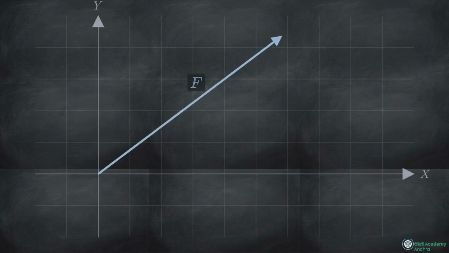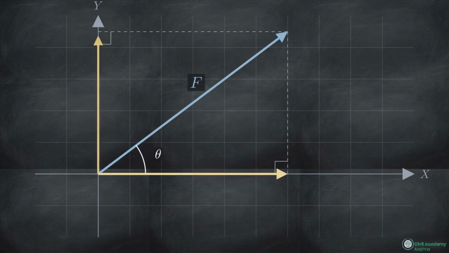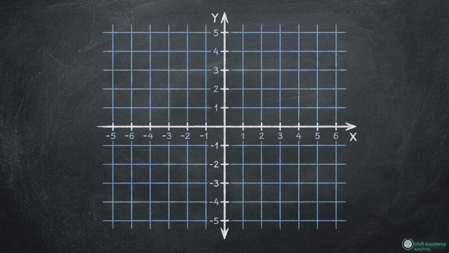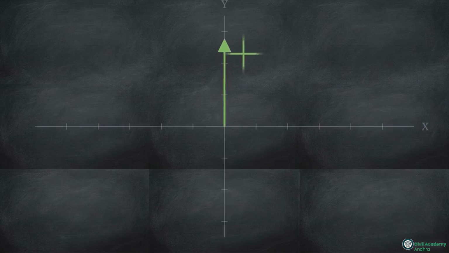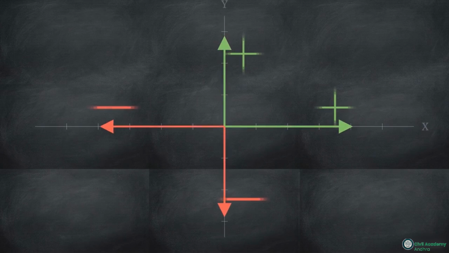This 2D grid shows a single diagonal vector and how we apply vector resolution. By using basic trigonometry, we can break any diagonal force into two orthogonal components acting straight along the x and y axes, F cosine theta and F sine theta. To maintain mathematical consistency across these components, we apply universal sign conventions. Forces pushing up or pushing to the right are positive. Forces pushing down or pushing to the left are negative.